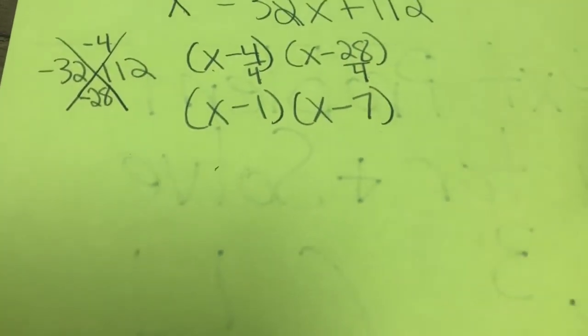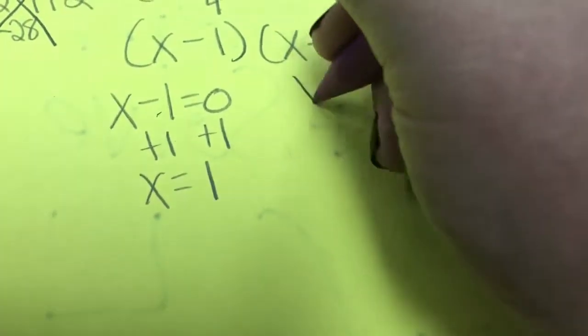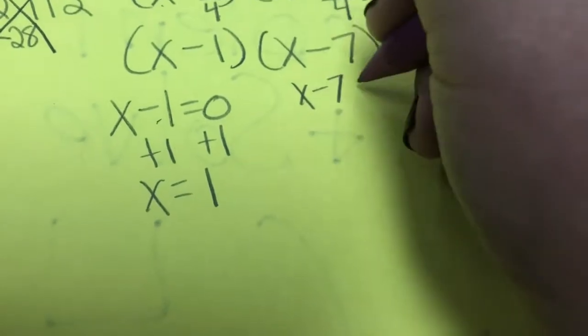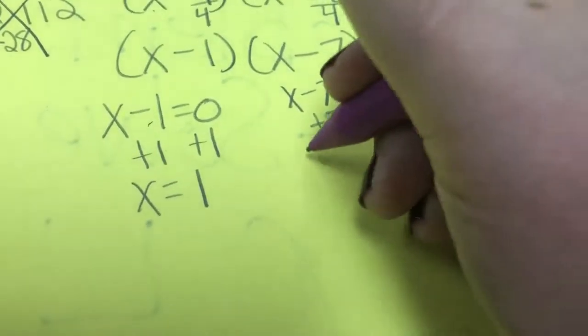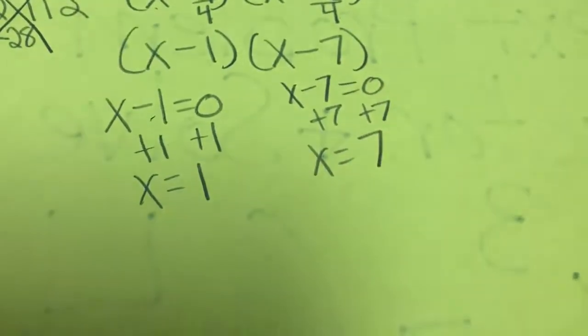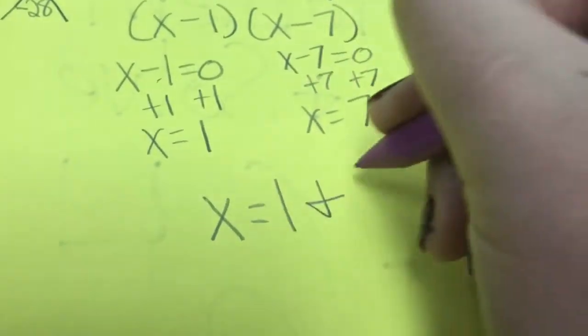Then I go and solve, so I'm going to set both of them equal to 0. So I'm going to add 1 to both sides, and I get x equals 1. Second parentheses, x minus 7 equals 0, plus 7, x equals 7. So our answer in our scavenger hunt should have been 1 and 7.